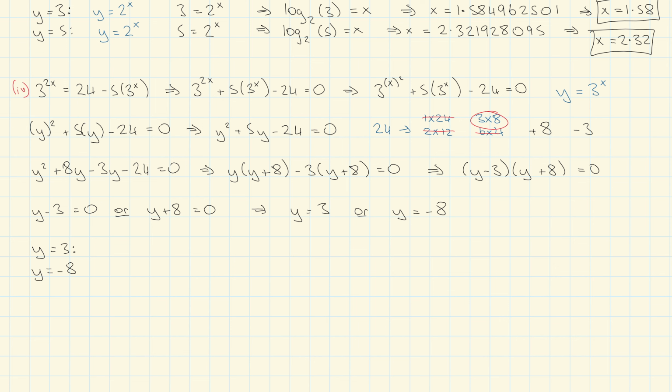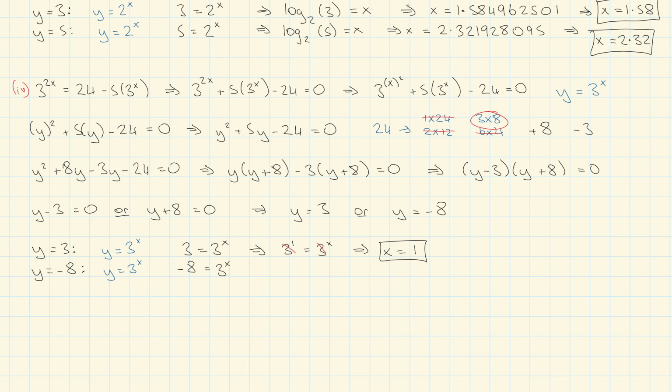And again, same approach as the exponential equation. We had said y was 3 to the power of x. So we get 3 equals 3 to the power of x. Left hand side I rewrite as 3 to the power of 1. We have a common base of 3, so that will cancel, and I get x equals 1. And for my second one, I have minus 8 equals 3 to the power of x.